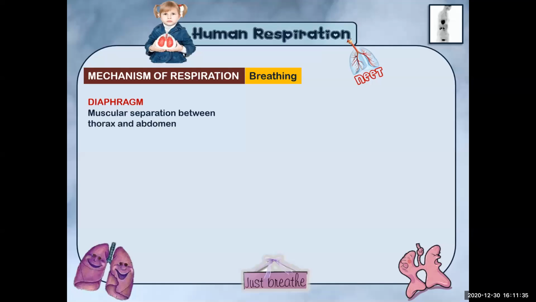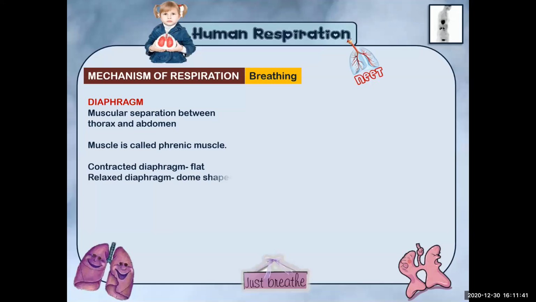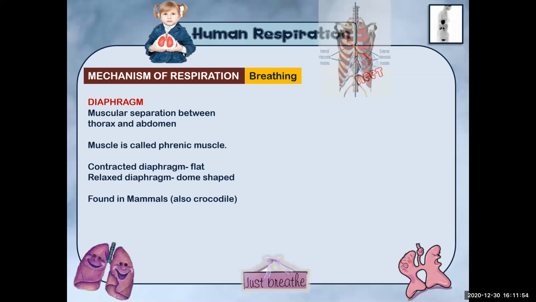Yes. Next, the muscle is called phrenic muscle. Contracted diaphragm is flat and relaxed diaphragm is dome shaped. So when the diaphragm is flat, it is contracted. When it is relaxed, it is dome shaped. And diaphragm is also found in mammals.